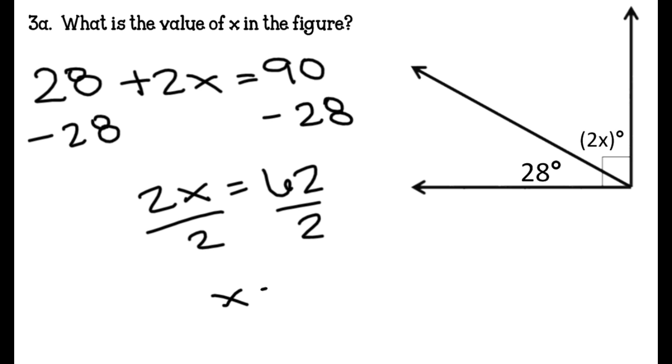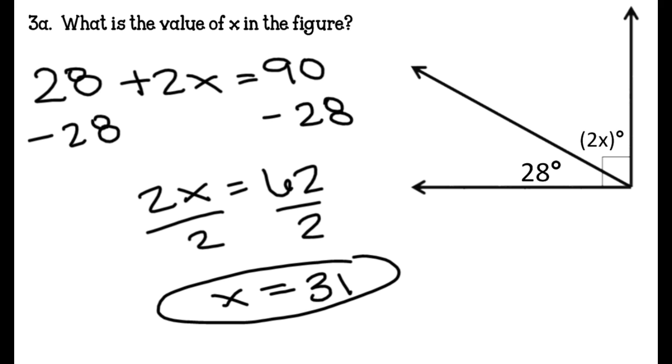So x equals 31. A lot of times people will be tempted to write x equals 31 degrees, but it actually is 62 degrees. The x is 31, so we do not put the degree symbol there.